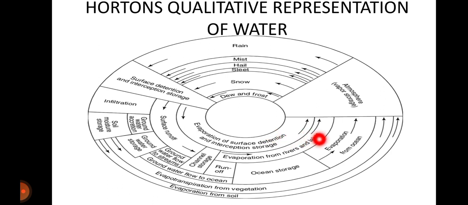It reaches the ocean as ocean storage, and from the ocean storage evaporation again takes place and the water again reaches the atmosphere. So this is how the entire cycle is represented, in the form of circular arcs which include the different parts of the movement of water.